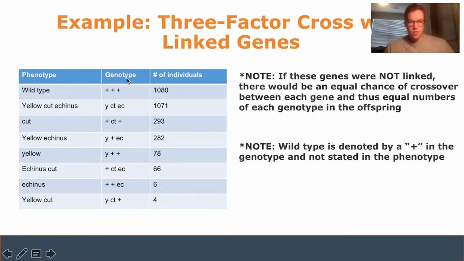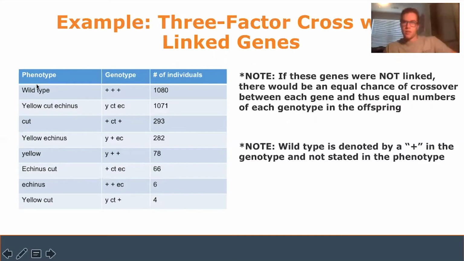So here's our data. This represents the progeny. Just a little note here: remember that plus represents the wild type. So this is the phenotype column. These are all the phenotypes, and this is the genotypes. So if you see something like echinus cut, that states the 2 alleles that are present, that are observable, and then you can assume that the other allele is wild type. So you don't need to say all 3, like you don't need to say echinus cut wild type. You don't need to state wild type. So this is the number of individuals with each of these genotypes, and then the phenotypes.